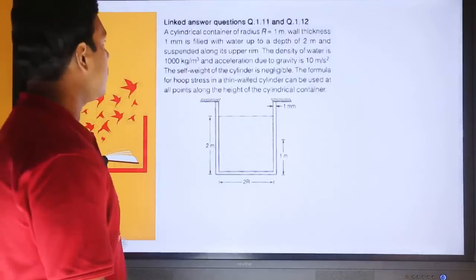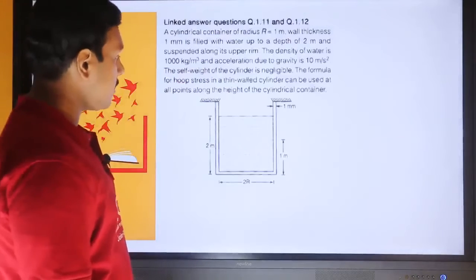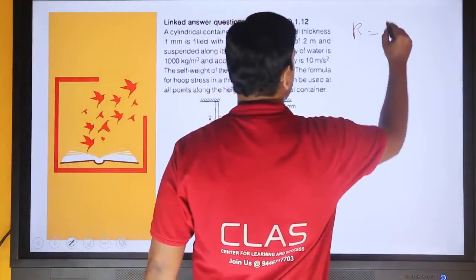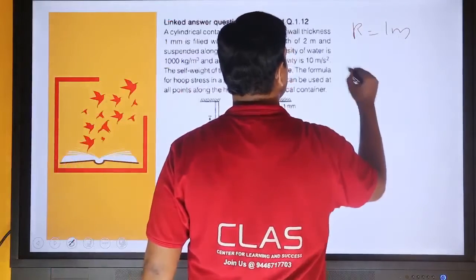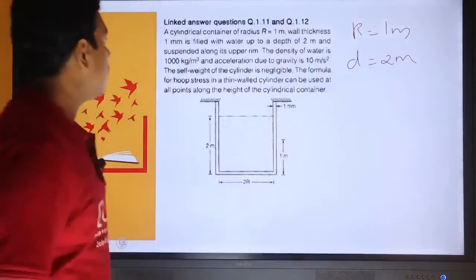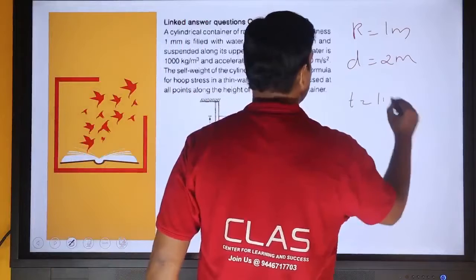Then the next question. A cylindrical container, radius is equal to 1 meter, and diameter is equal to 2 meter. The wall thickness is 1 mm.